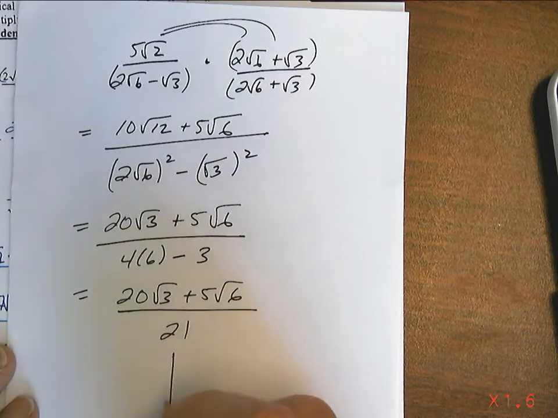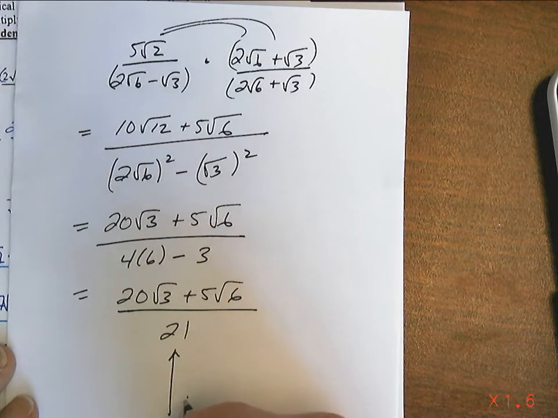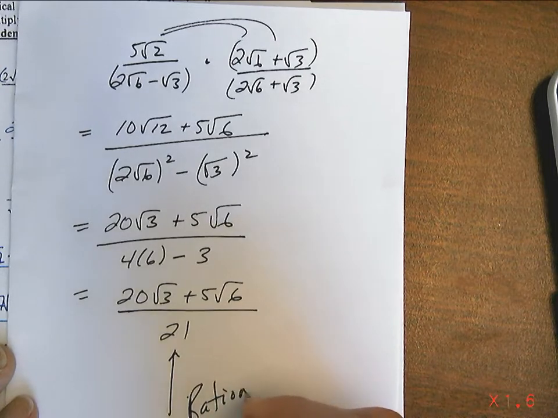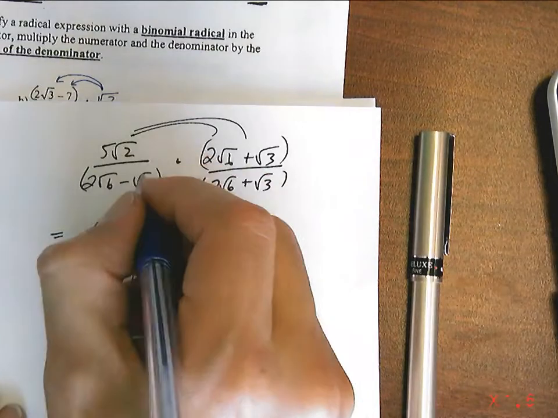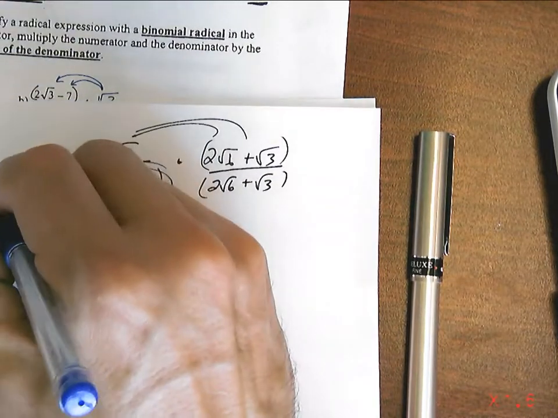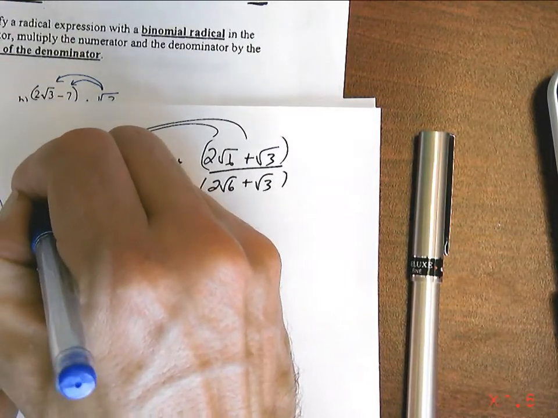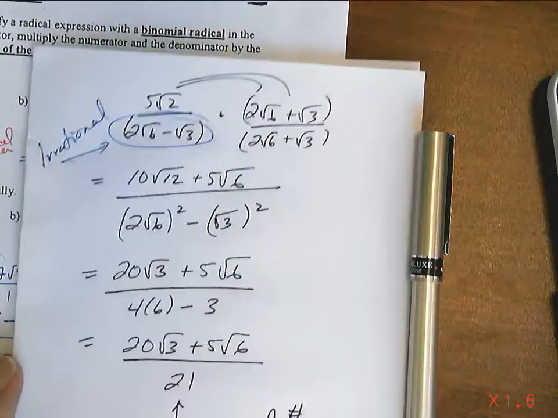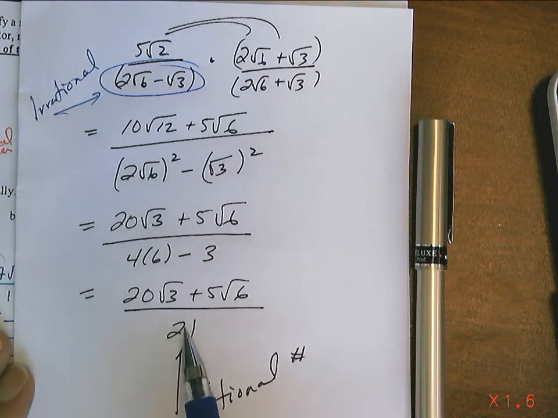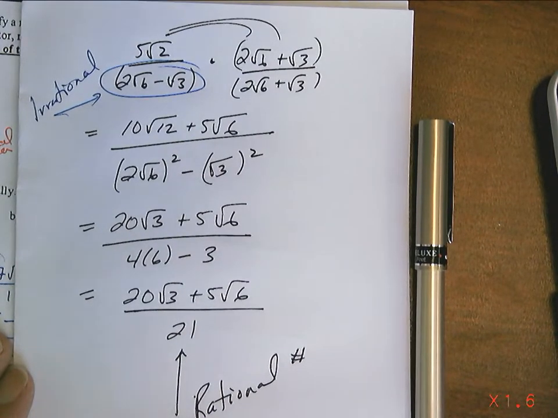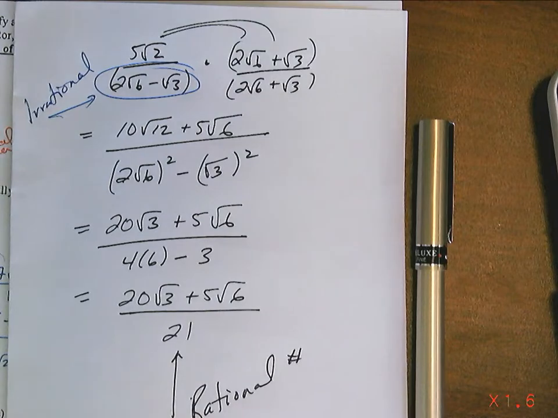Notice we have taken the denominator to a rational number from an irrational. So we had an irrational number in the denominator when we started. We have a rational number in the denominator when we're done. Hence, rationalizing the denominator or simplifying.